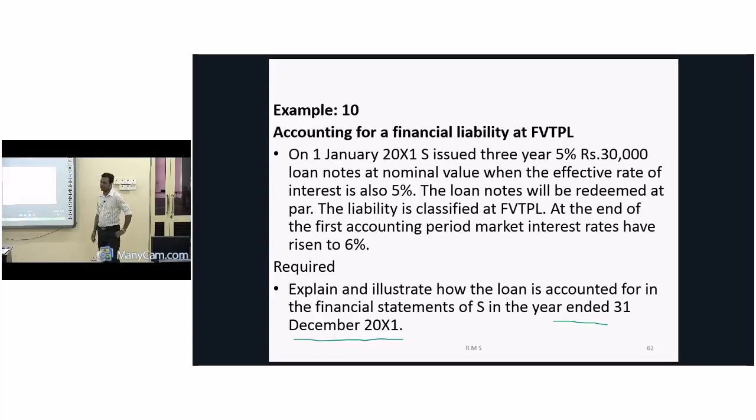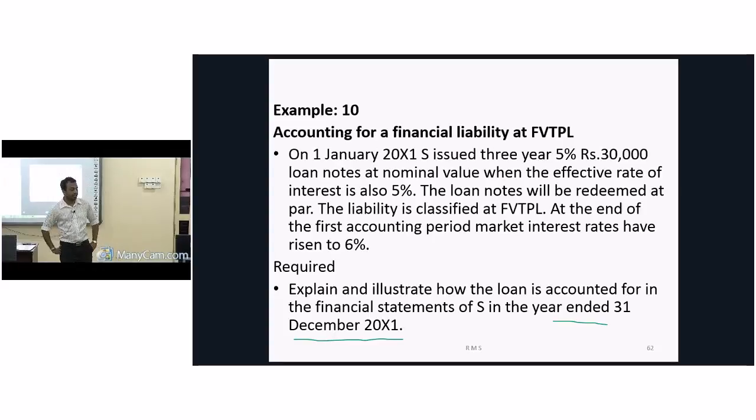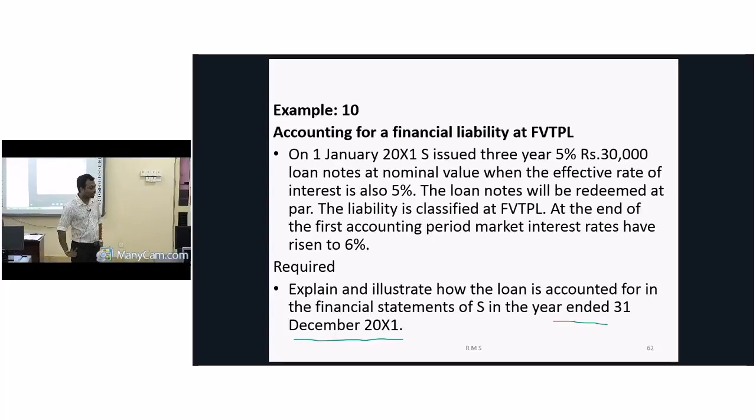So then, cash debit, loan liability credit, 30,000 at the beginning. At the end of the first year, what you need to do? Remeasure it to fair value. Now tell me, what is the fair value of this liability at the end of year 1?